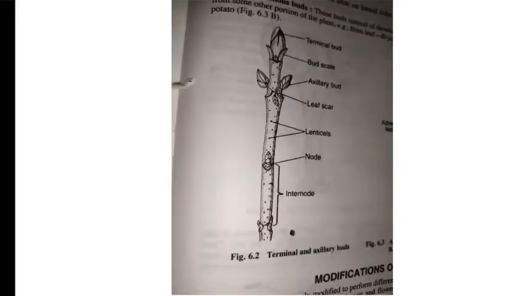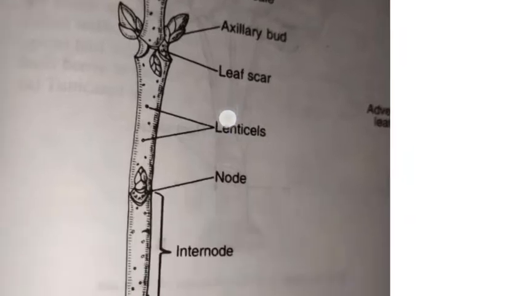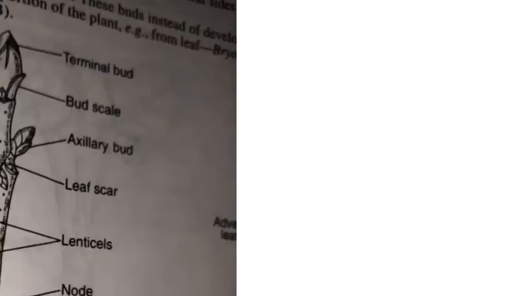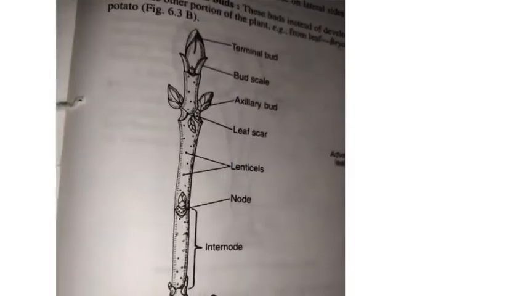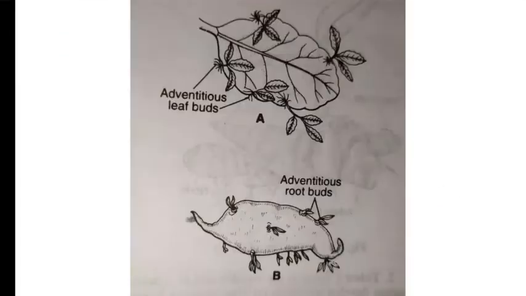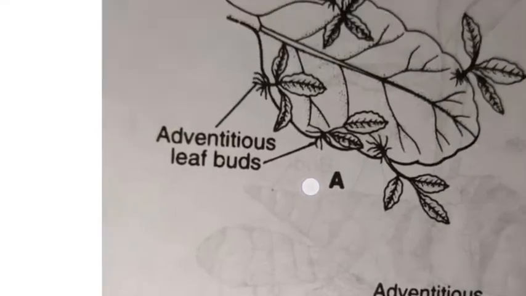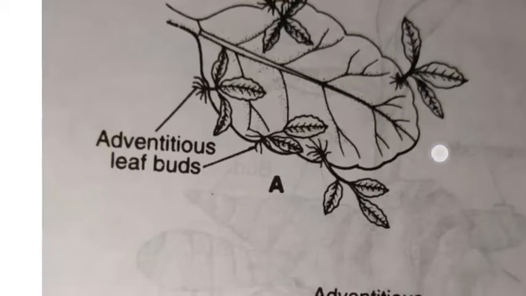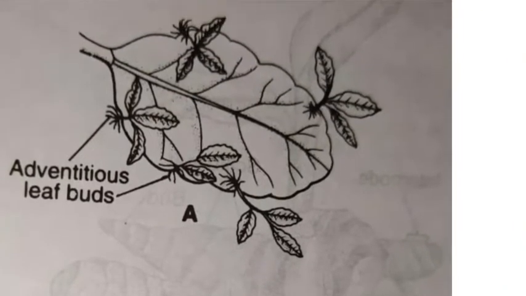Now it is the time to study the modification of a stem with the help of the figure. In this figure you will see the apical bud, and this one is the lateral bud. But in the next figure you will see that this is the adventitious bud. It is not the usual location of a bud, but in certain cases it has been observed at the margin of the leaf.